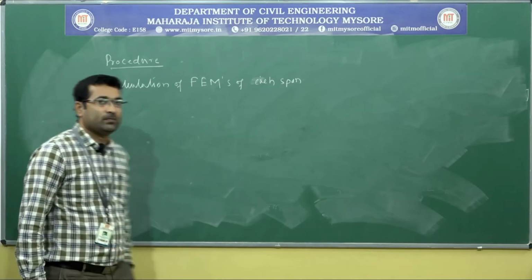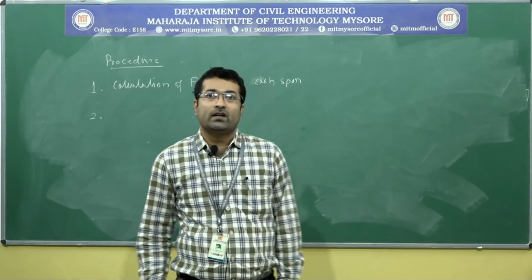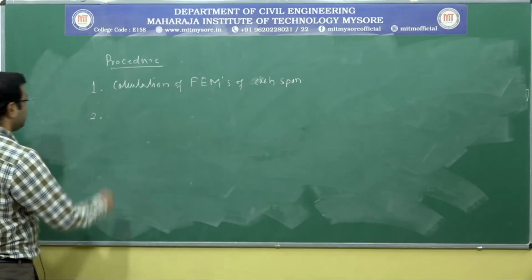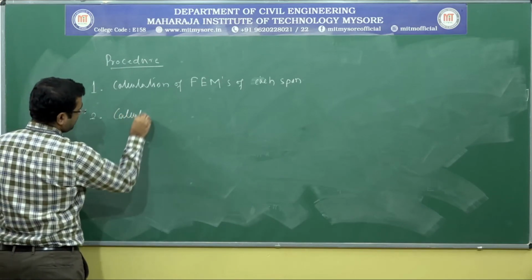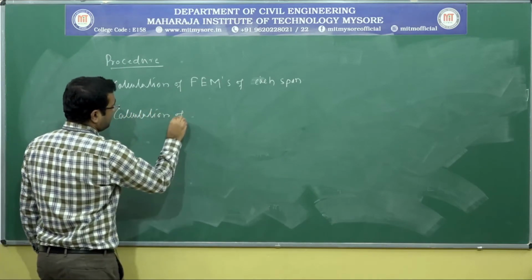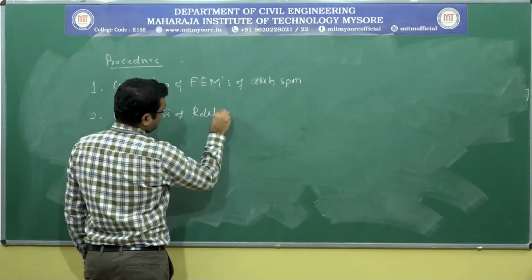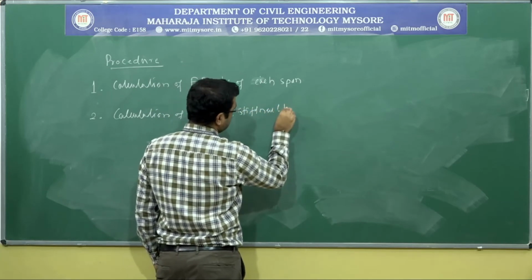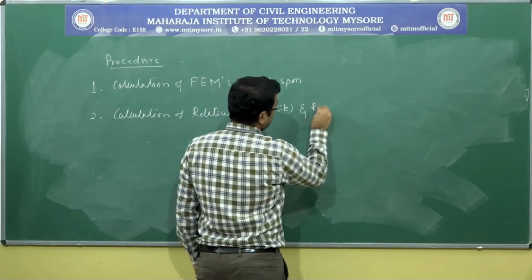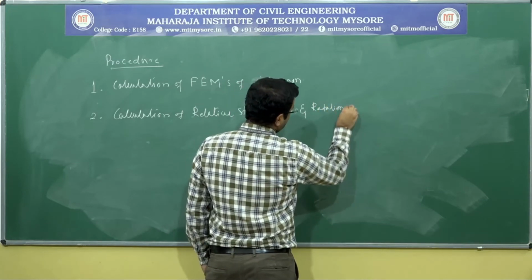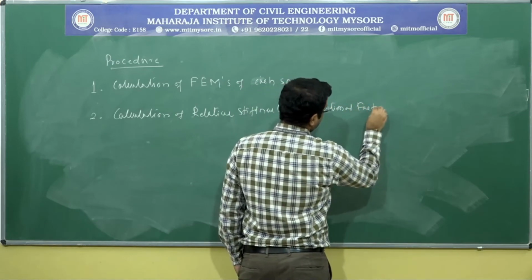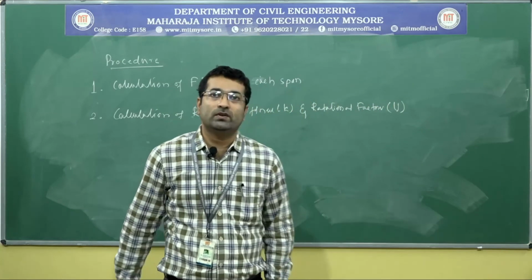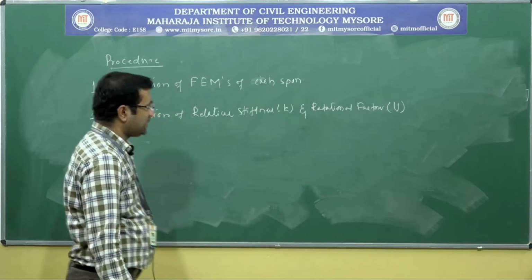The second thing what we need to do in the Kani's method is the calculation of relative stiffness. So, relative stiffness is nothing but the value of K and the rotational factors. Rotational factors is nothing but U. So, we need to work out these two things, right.